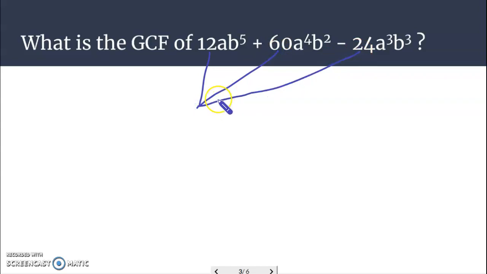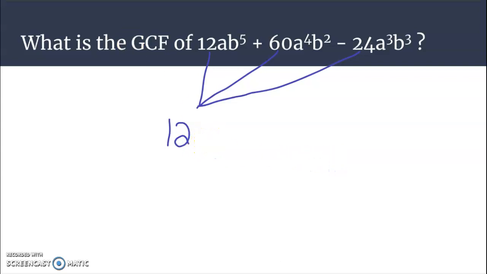We'll use our rule again. Let's start with the lowest number, 12. 12 goes into 24 evenly. 12 goes into 60 evenly. That tells us 12 is going to be the greatest common factor of the numbers.